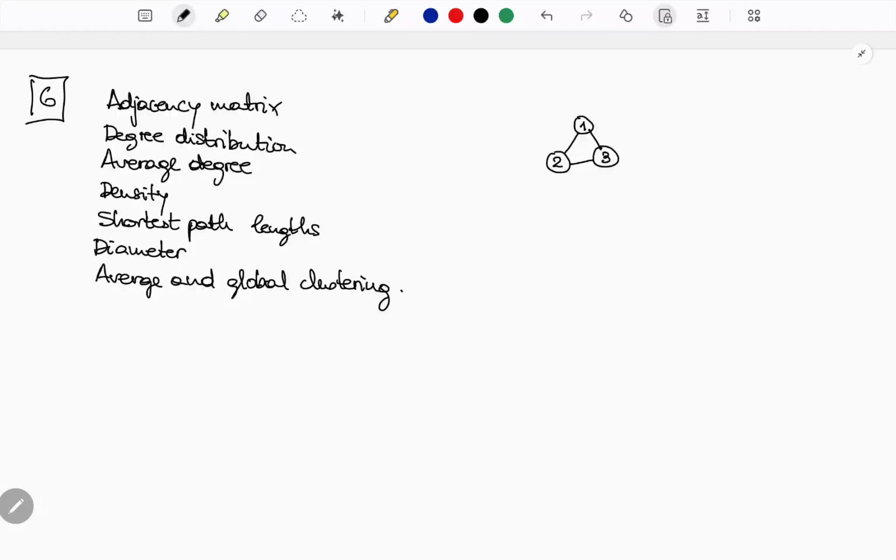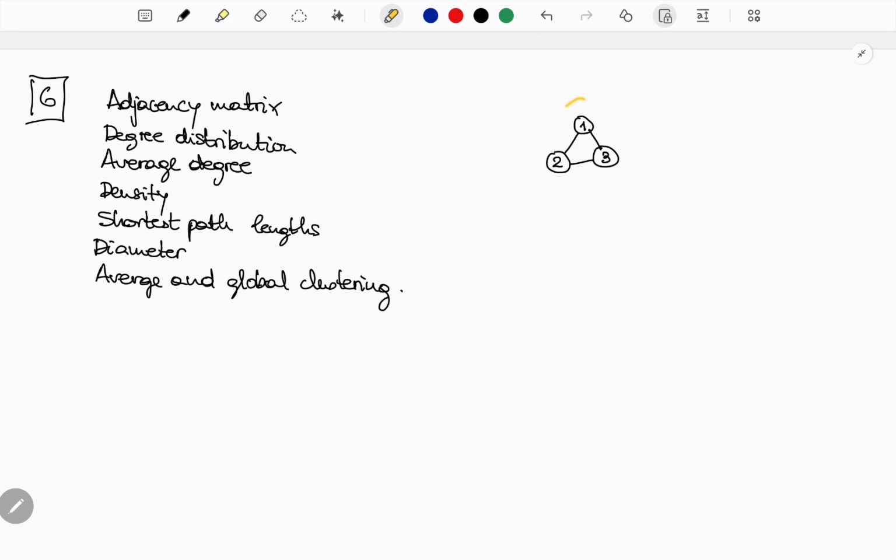Exercise 6 of problem set 1. Here I have to compute a lot of things: adjacency matrix, degree distribution, average degree, density, shortest path lengths. Well, they say shortest paths for every pair of nodes, but I think it's shortest path lengths, okay? Diameter, and average and global clustering. And they give me a few networks, okay?